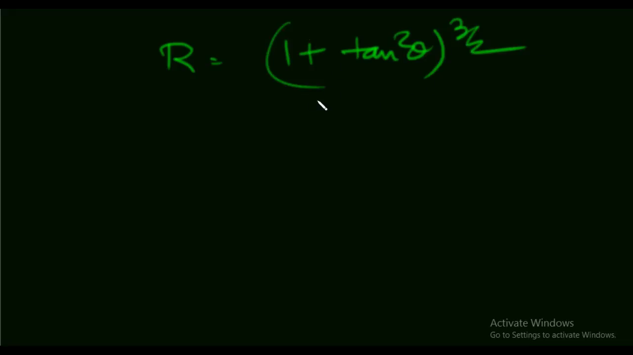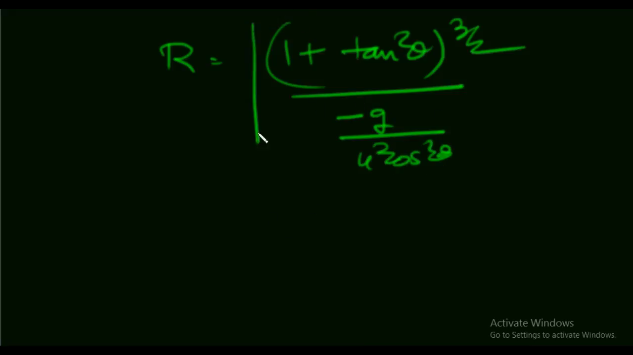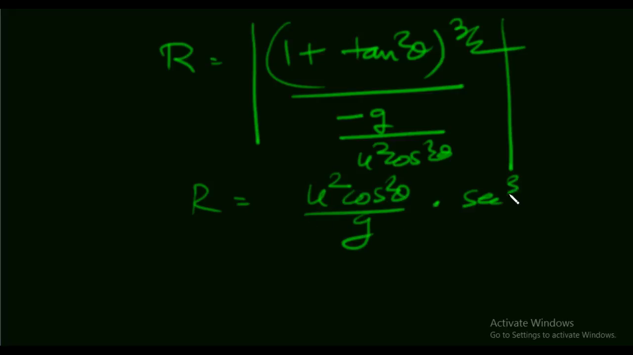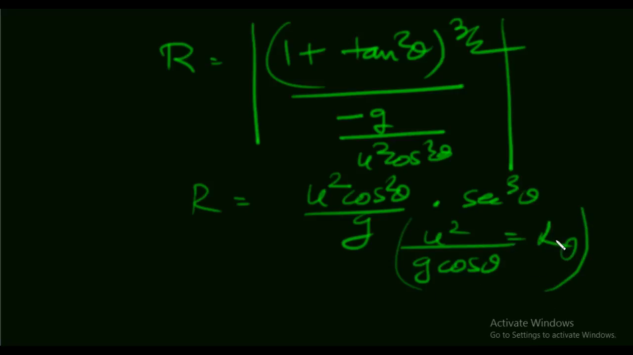Now r would be equal to 1 plus tan square theta to the power 3 over 2, divided by minus g over u square cos square theta, and r is always the modulus of this. Okay, so r would be equal to u square cos square theta by g times secant cube theta, which is u square by g cos theta. This is R at O.